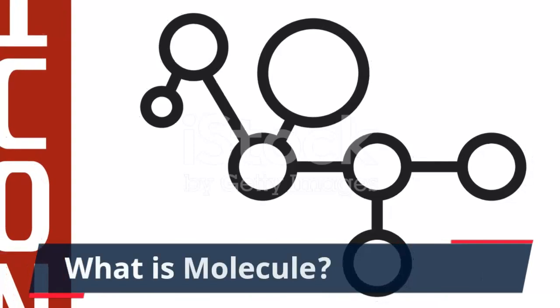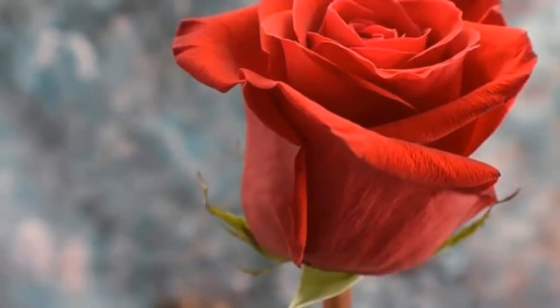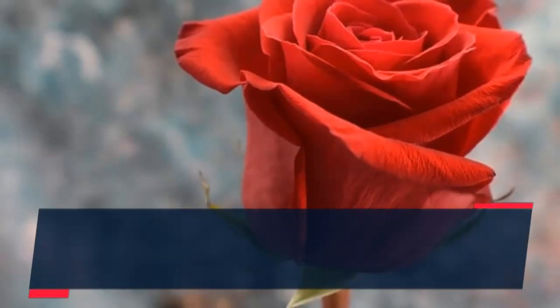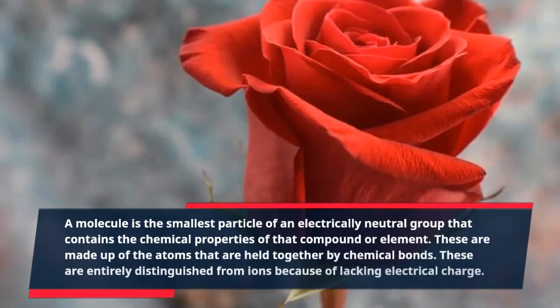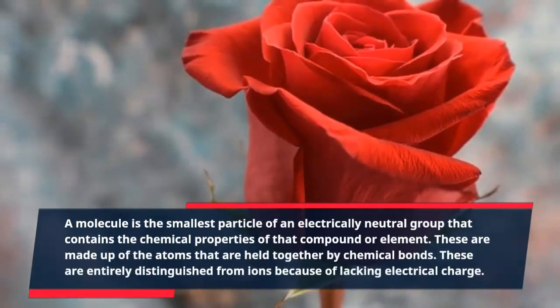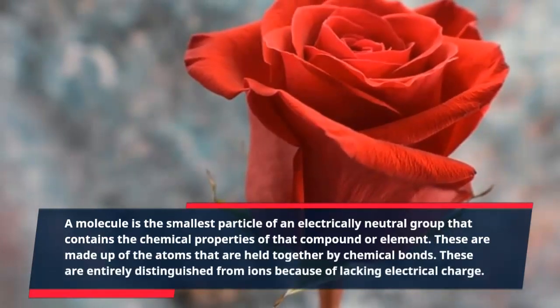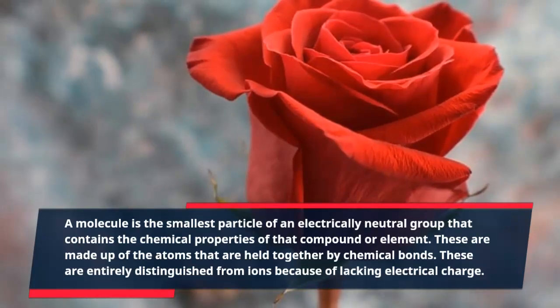What is molecule? A molecule is the smallest particle of an electrically neutral group that contains the chemical properties of that compound or element. These are made up of the atoms that are held together by chemical bonds. These are entirely distinguished from ions because of lacking electrical charge.